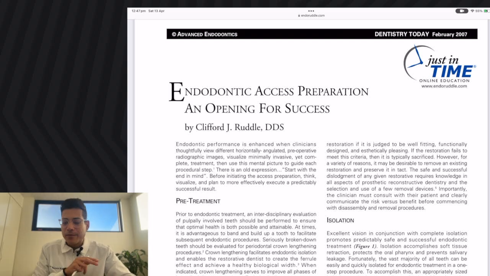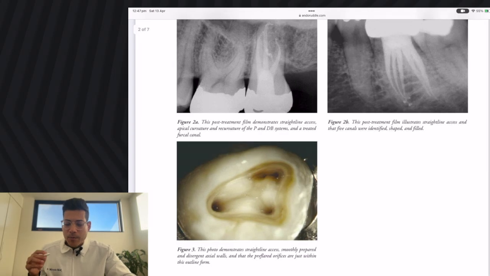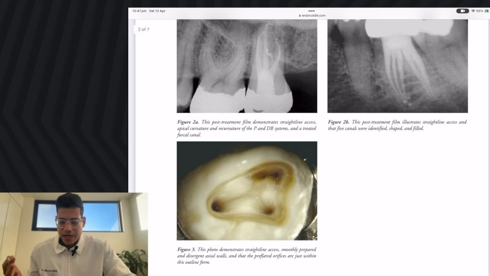You can read this article, amazing article. It tells you about different science involved. But when you look into this, you'll notice this photo demonstrates for us the straight line axis, how the wall should be, what's the visualization.